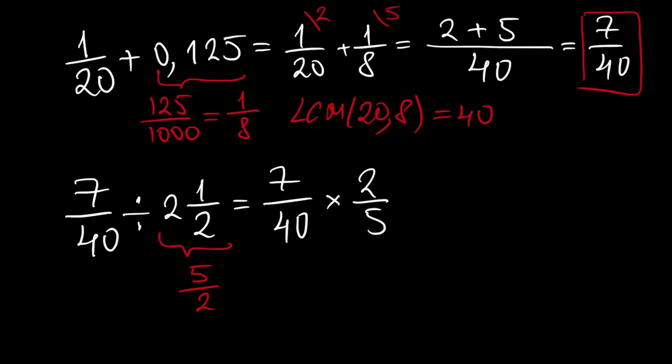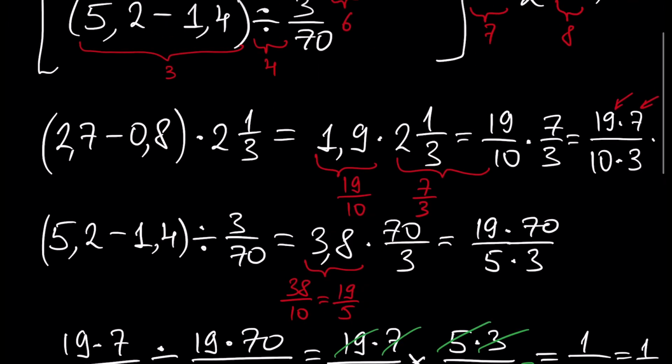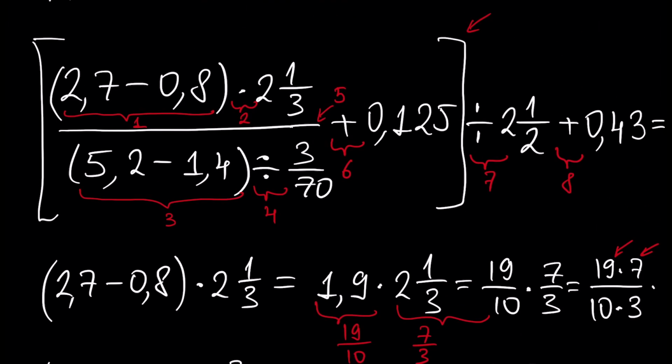Next, we perform cancellation, and since number 40 is 2 times 20, and this 2 and this 2 are cancelled out, we have 7/20 times 5, or 100. So 7/100 is what we have after operation 7. Now we have to perform operation 8.